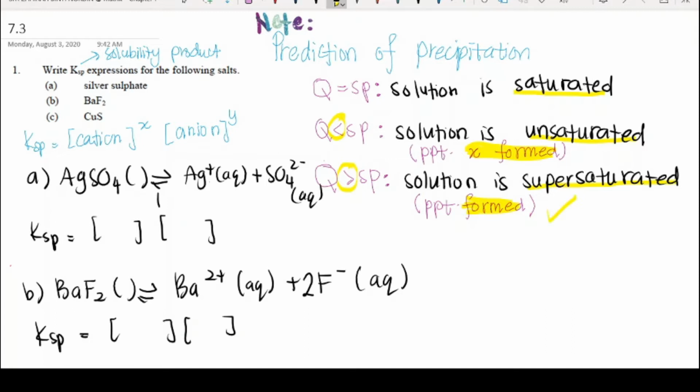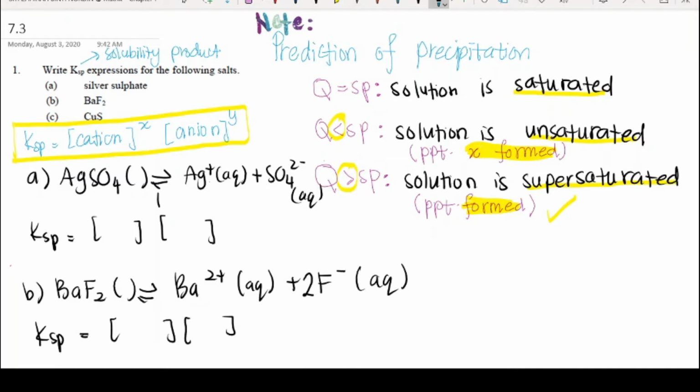So this is the one that we want. So highlight this. This is how your equation of KSP is going to be. It is the multiplication of the concentration of the cation with the concentration of the anion, each to the power of their respective mole. So let's do A. Write the KSP for silver sulfate. So this is our chemical formula.